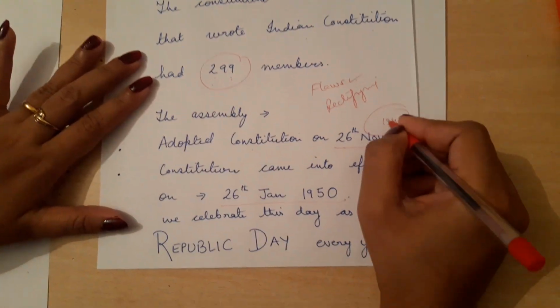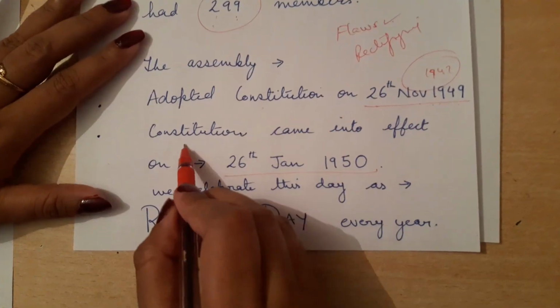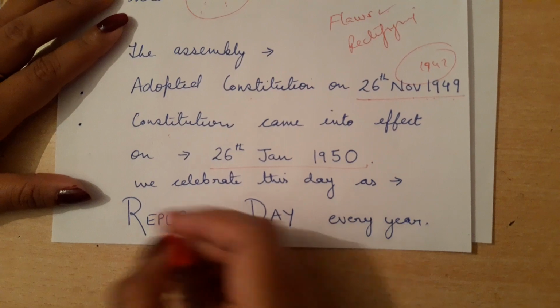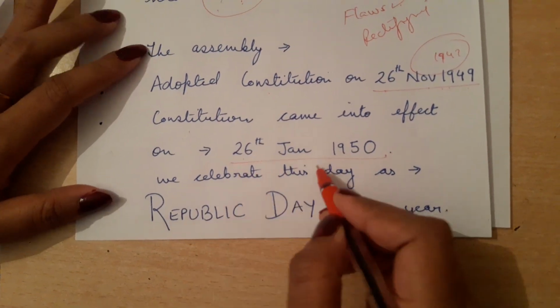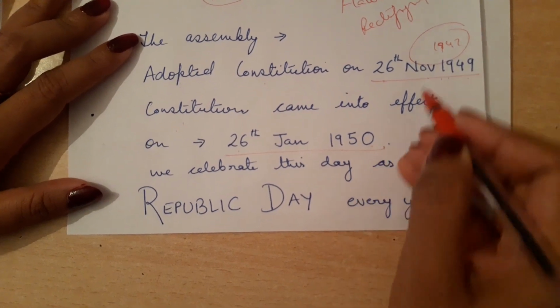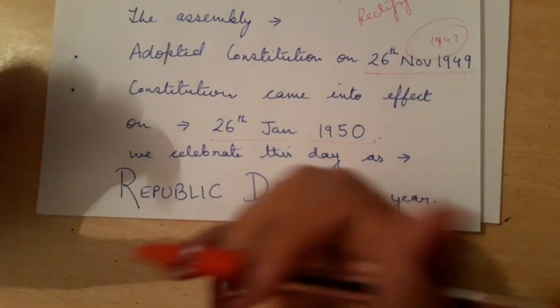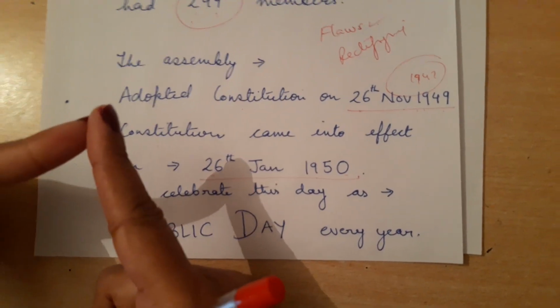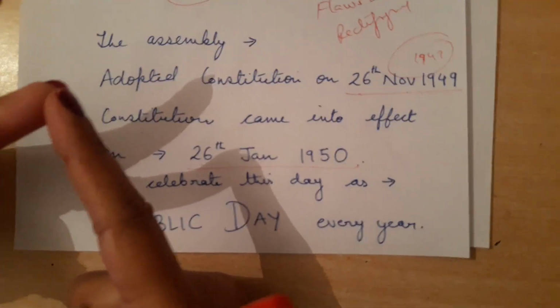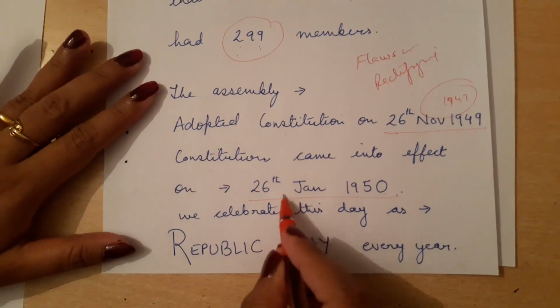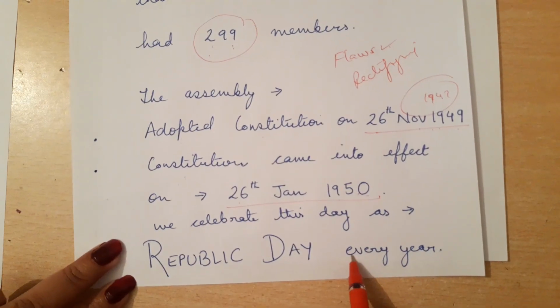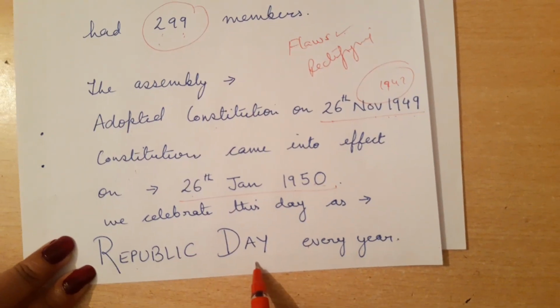In 1947 we had achieved our independence. And then the constitution came into effect, it came to the people. It was regulated on 26th January 1950. So these 3 dates are very important. You need to understand the year of drafting, the year of adoption, and the year of effect, meaning coming into society. And this day we celebrate every year as Republic Day.